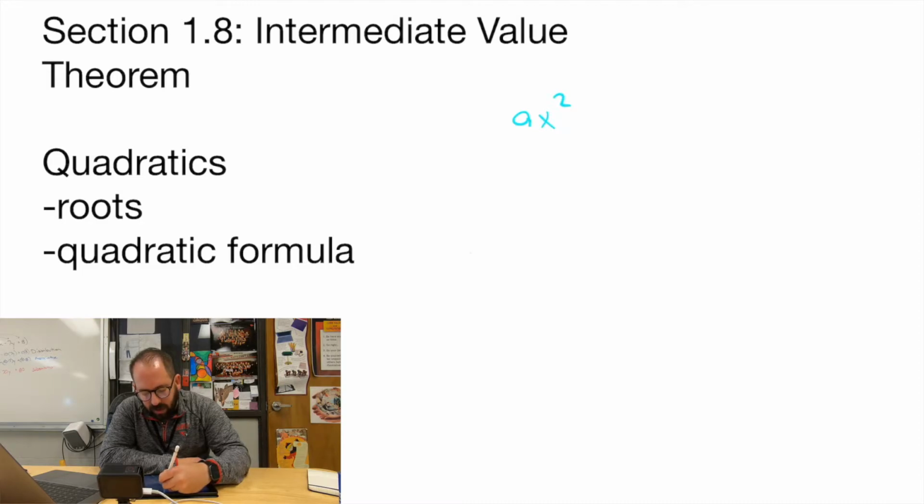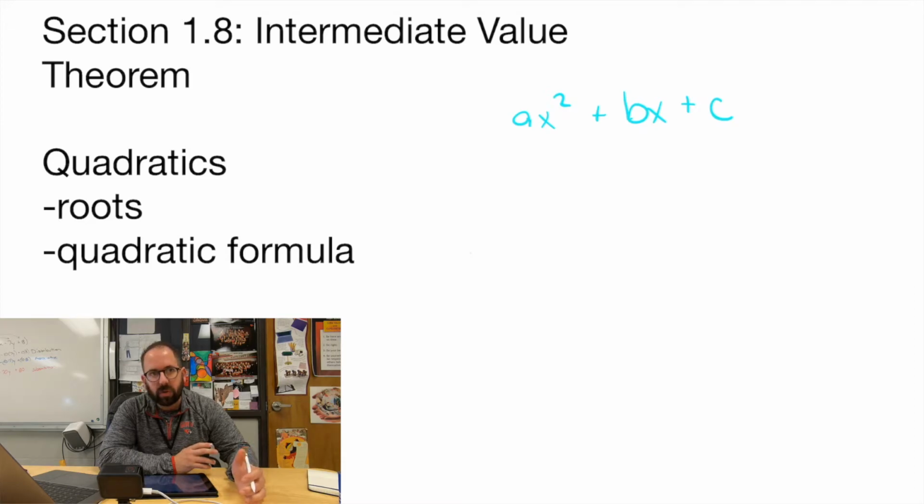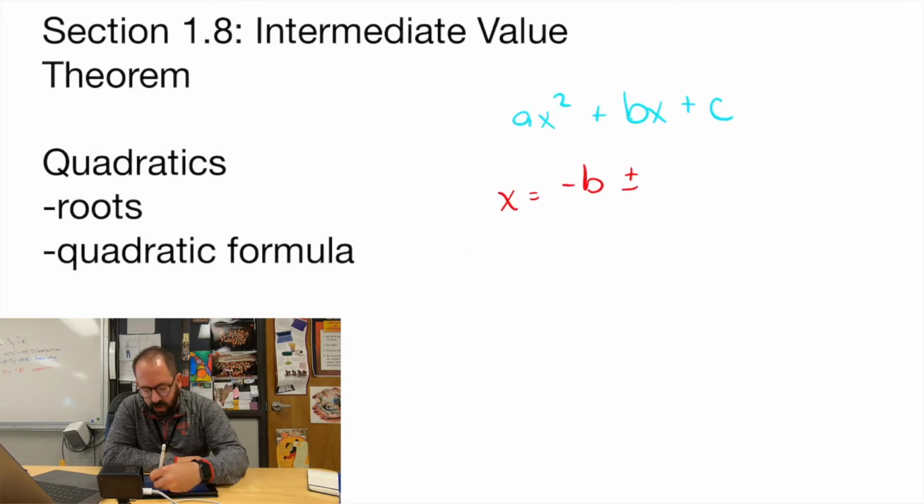Ax squared plus bx plus c. That's the type of function we're doing. It can be any type of quadratic. It can have any a, b, or c number. Those are just digits. They can be positive, negative, decimals, fractions, whatever. And we're plugging them in to this formula, which we call the quadratic formula. It's negative b plus or minus square root b squared minus 4 times a times c divided by 2a.